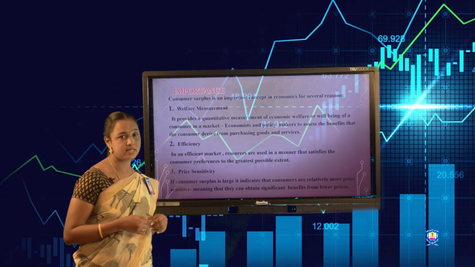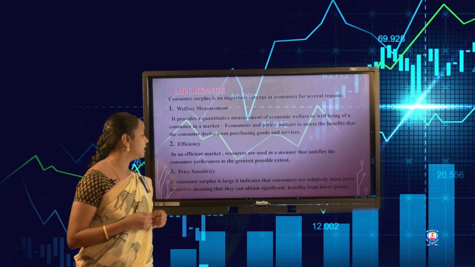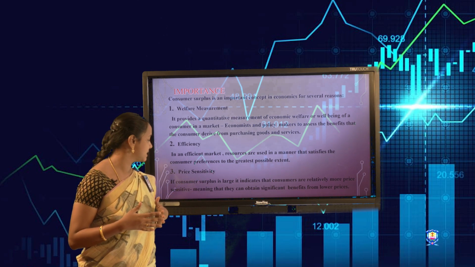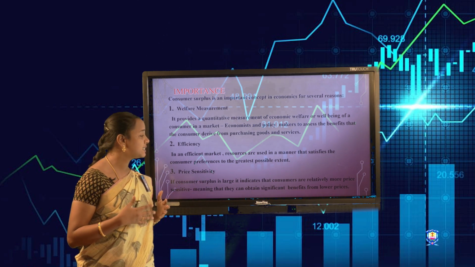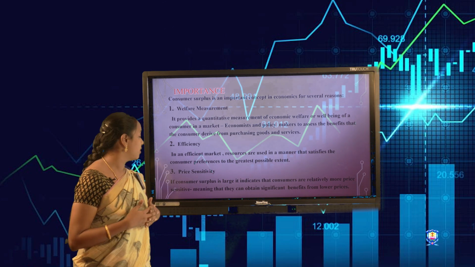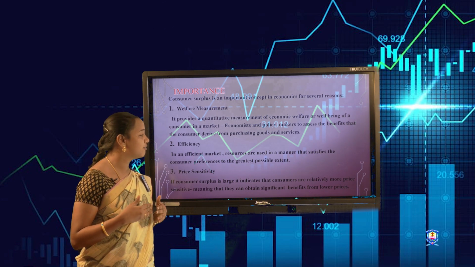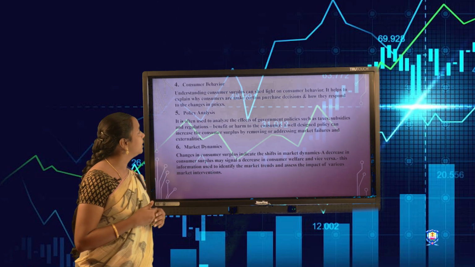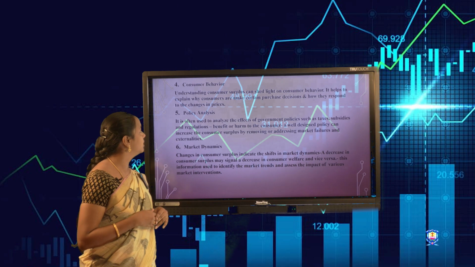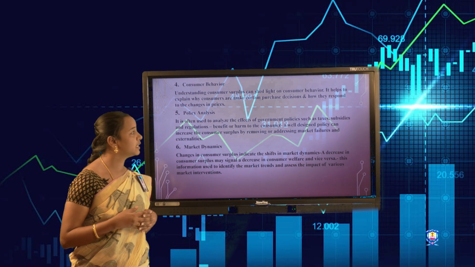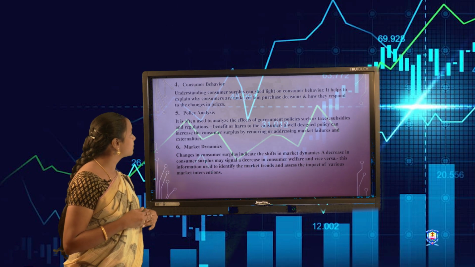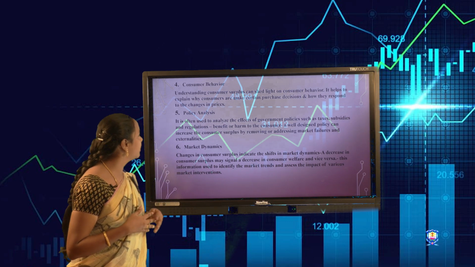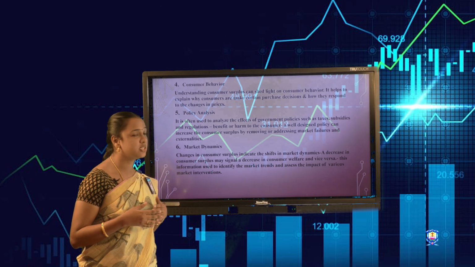Next point is price sensitivity. If a consumer surplus is large, it indicates that consumers are relatively more price sensitive. That means that they can obtain significant benefits from lower prices. When the price is low, their welfare is high. When the price is high, their welfare will be low. Next important thing is consumer behavior. Understanding consumer surplus can shed light on consumer behavior and it helps to explain why consumers make certain purchase decisions and how they react when prices change in the market.